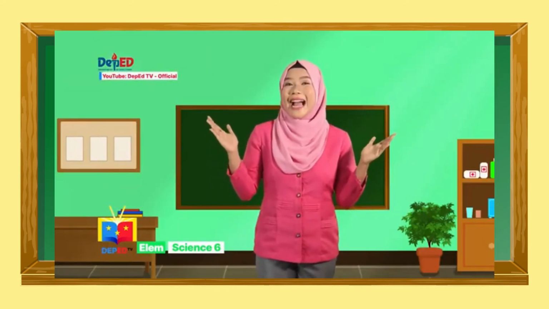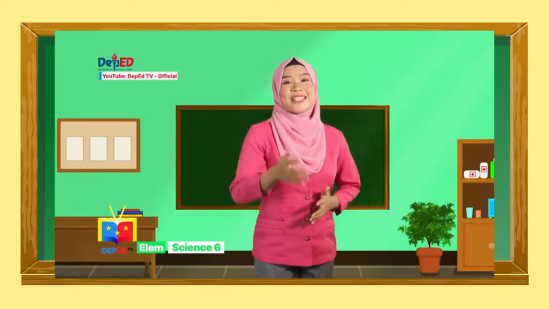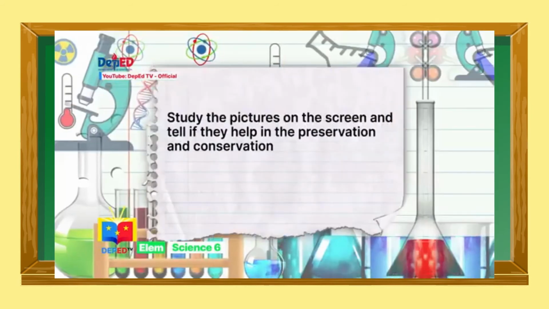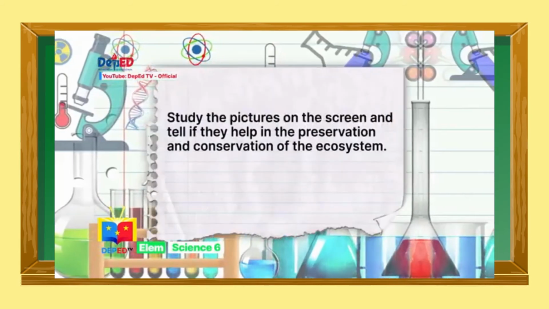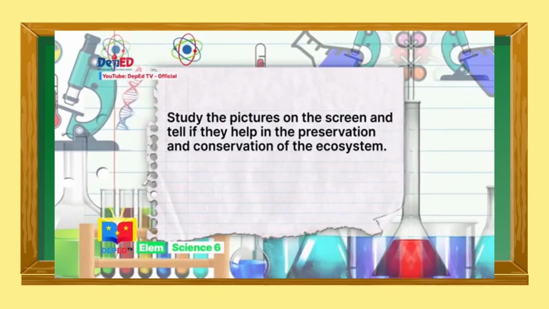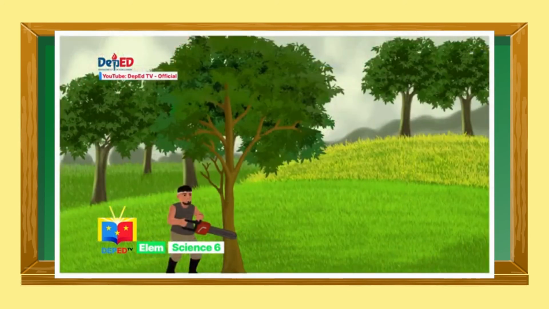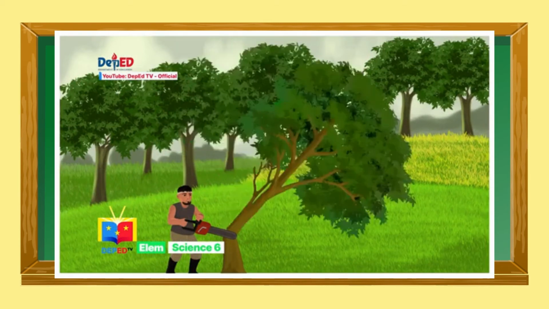It's activity time! Let's answer this activity to further deepen your understanding of our lesson today. Directions. Study the pictures on the screen and tell if they help in the preservation and conservation of the ecosystem. Picture number 1. This is a picture of illegal cutting of trees. What can you say about this?